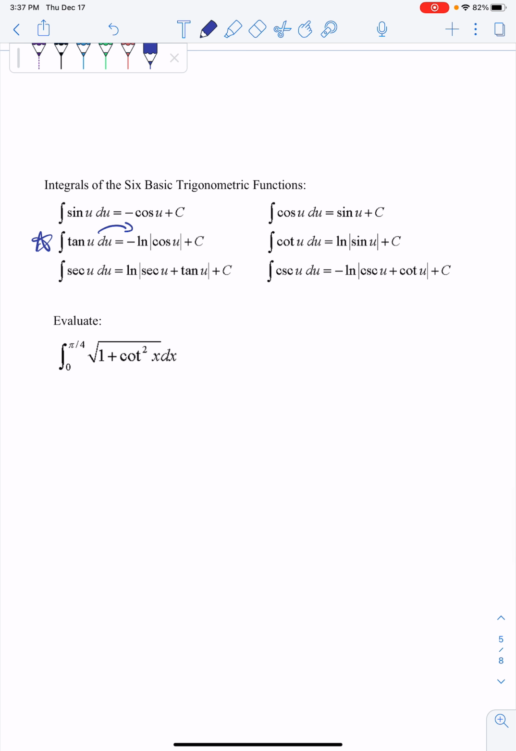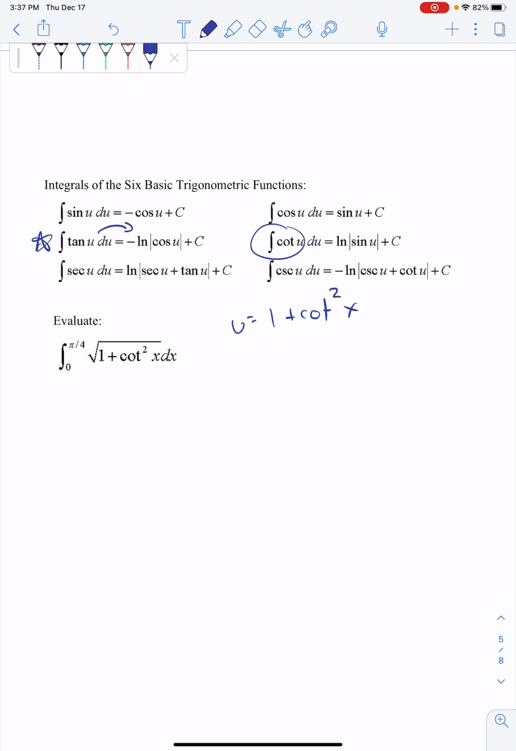So evaluate the integral from 0 to pi fourths of the root of 1 plus cotangent squared x dx. Now, if I look up here, I see cotangent, but I don't see cotangent squared, and nothing results in 1 plus a cotangent of anything. So the way it's written now, I don't really have anything pretty. And if I were to do u equals 1 plus cotangent squared of x, the derivative of cotangent's not a very nice number either. So I don't know if that's going to be my best method.